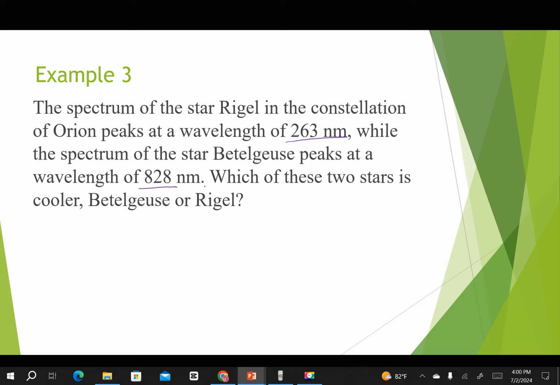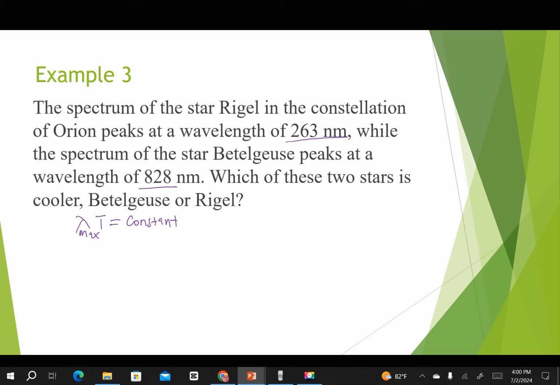Which of these two stars is cooler, Betelgeuse or Rigel? So I'm going to simply use Wien's displacement law and find out which one is cooler. According to Wien's displacement law, lambda max, the wavelength at which maximum intensity occurs, or at which the peak occurs, times the temperature T is going to be equal to a constant. Note that this constant is going to be the same for both Rigel and Betelgeuse. So I'm just going to equate the two.